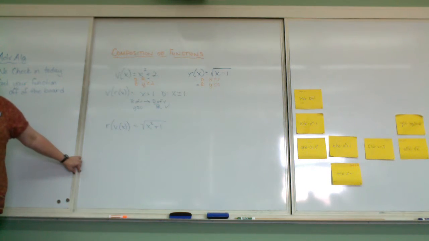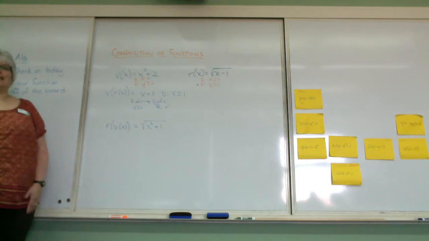You cannot take the square root of the individual pieces when you're adding or subtracting. You can only do it when you're multiplying or dividing. So no, you cannot take the square root of the x squared and the square root of the 1 separately. Okay, so we've got to just keep it like that.